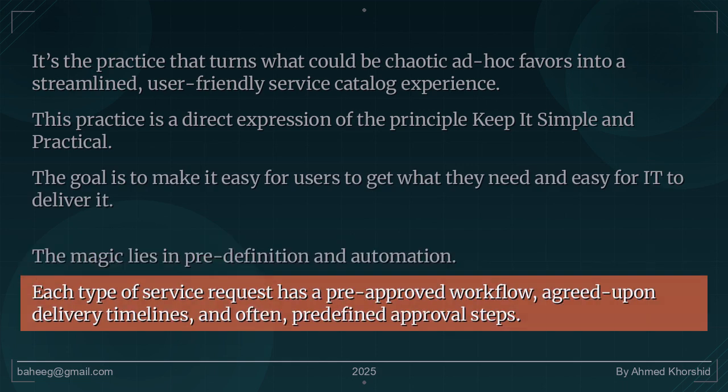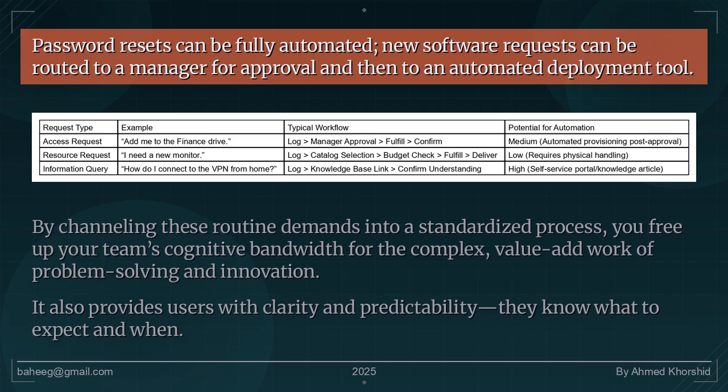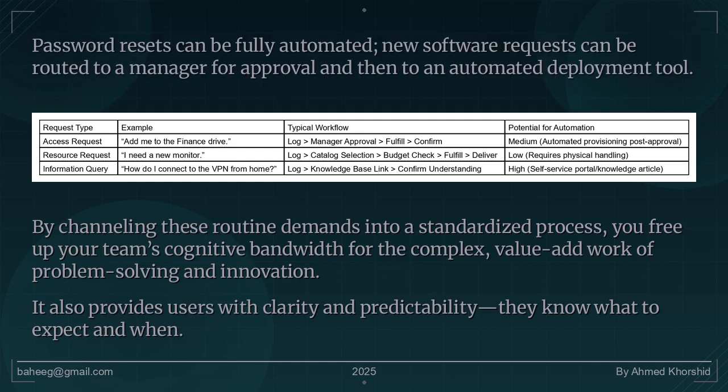Each type of service request has a pre-approved workflow, agreed-upon delivery timelines, and often, predefined approval steps. Password resets can be fully automated, new software requests can be routed to a manager for approval and then to an automated deployment tool. Request type example: typical workflow, potential for automation.